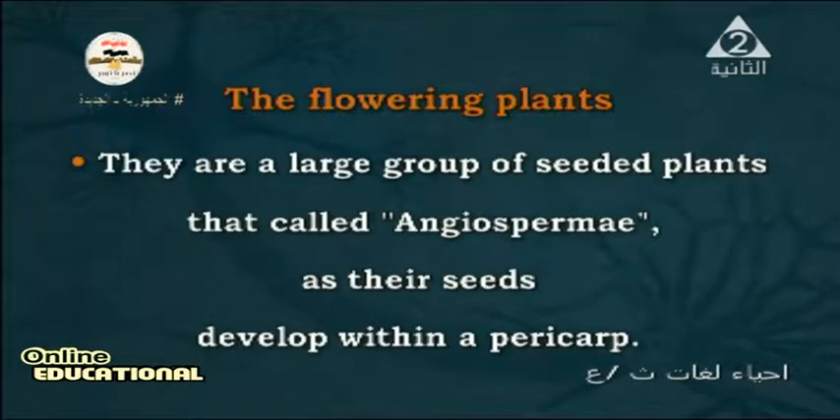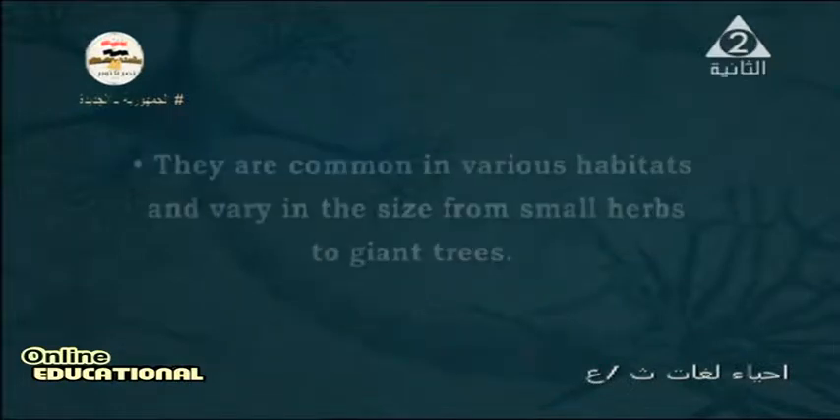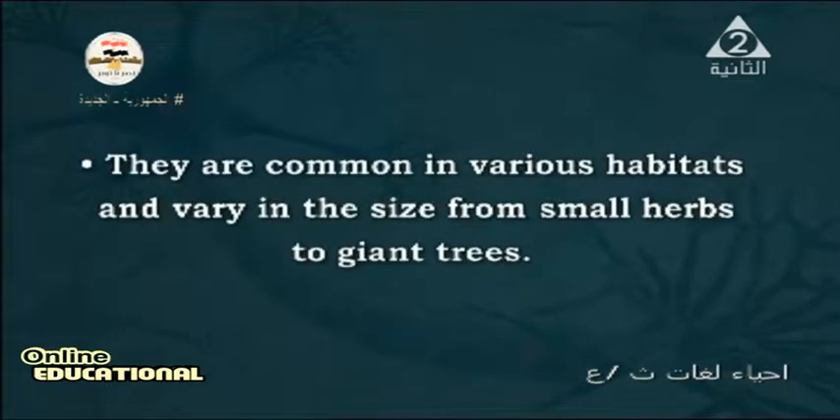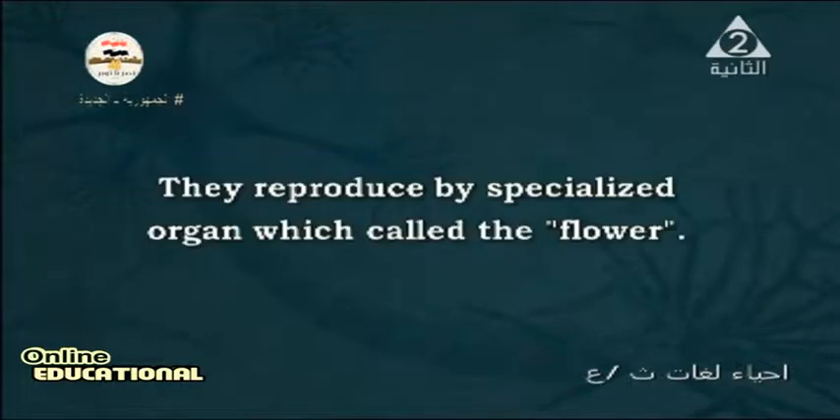The flowering plants are a large group of seeded plants called angiosperms, as their seeds develop within a pericarp. They are common in various habitats and vary in size from small herbs to giant trees. The flowering plant reproduces by a specialized organ called the flower.